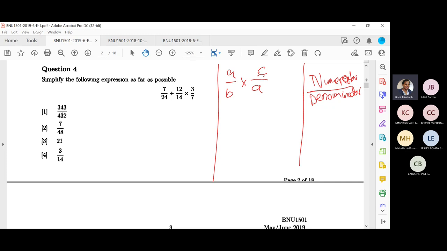You can multiply the numerator with the numerator, the denominator with the denominator. So you will say A times C, that will give you AC. B times A will give you AB. And that's how you can solve your equation, by doing numerator multiplied by numerator, denominator multiplied by denominator.